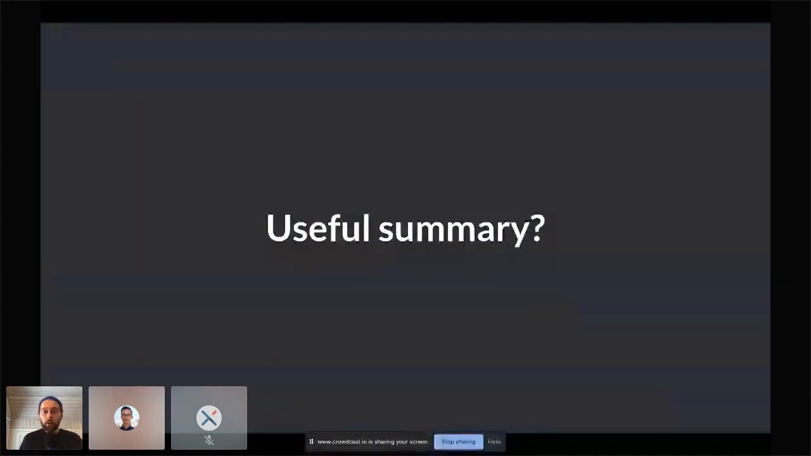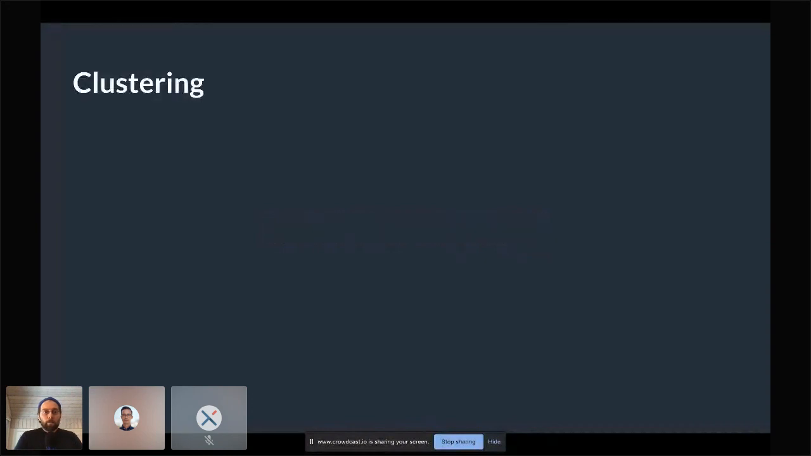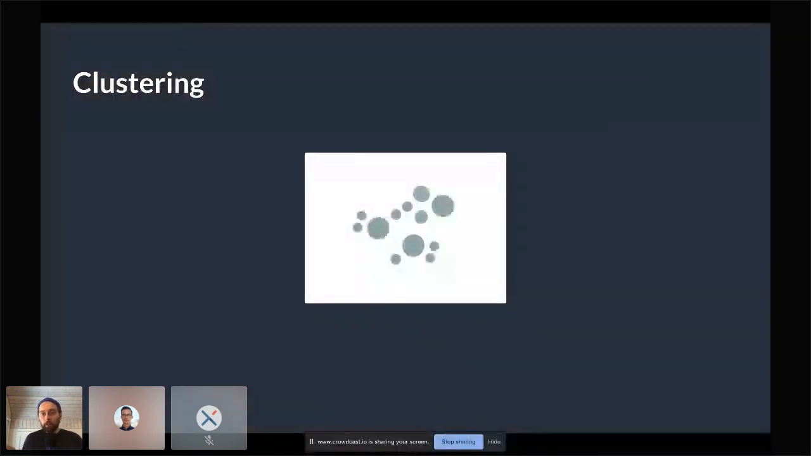But can we somehow solve this by producing a useful summary? I tried implementing clustering for that. So how does it work? We have the locations, right? And we start with the largest and form clusters around them. So smaller locations around the largest locations within a certain radius get clustered with the largest ones.